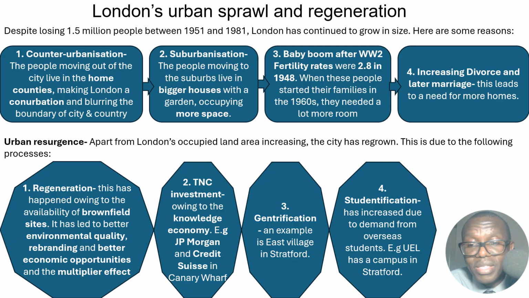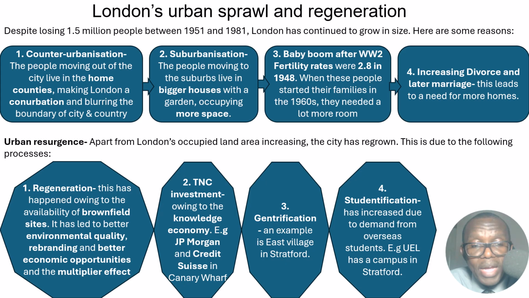Then lastly, we have increasing divorce and later marriage. This means that there's need for more homes, because when there's a divorce, there will be 2 people, and those 2 people will need 2 separate homes. Later marriage also means that people are living alone for a lot longer. So that again is generating a need for more homes, meaning a lot more building, and London is just going to continue to grow and to sprawl.